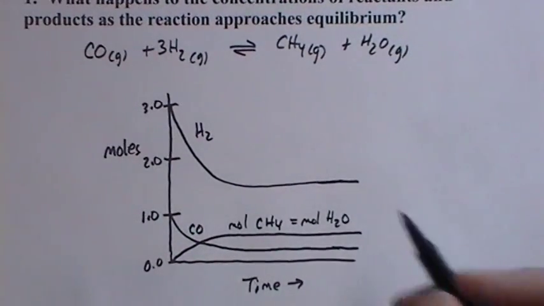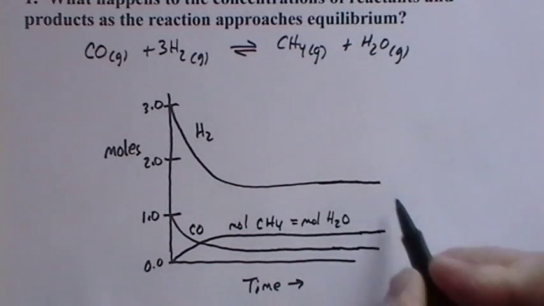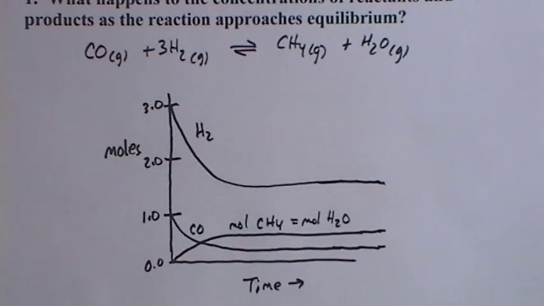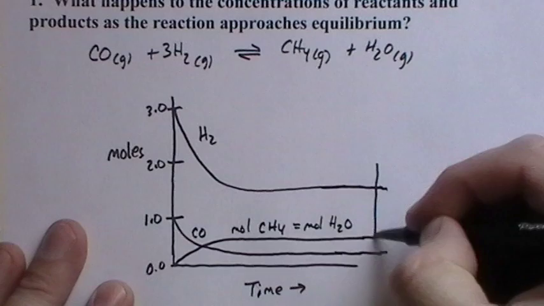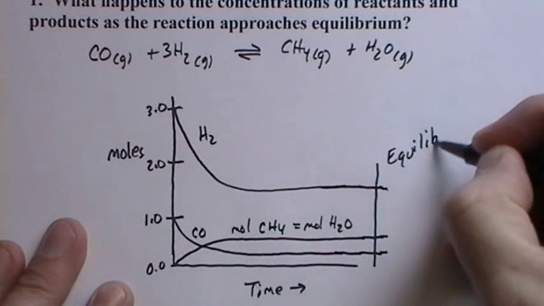But ultimately what we're looking at here, we have some numbers and that's fine, but what we're looking at is that eventually the moles of hydrogen remain constant, the moles of CO remain constant, the moles of methane and water remain constant. And when that happens, we have reached the end of the reaction, and also we've reached equilibrium.